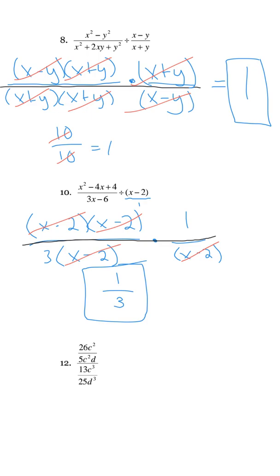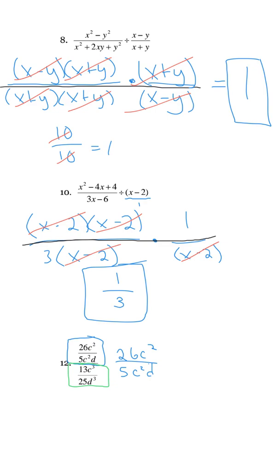Number 12 looks unique, but it doesn't actually have to be all that complicated. It just looks a little complicated. All that's important is that the top 2 things is one fraction and the bottom 2 are the other fraction. So what I always like to do is rewrite the entire problem into a format I like. So 26c squared divided by 5c squared d.